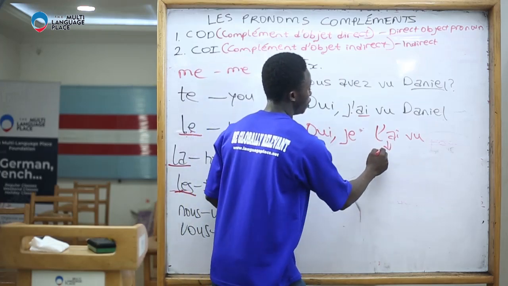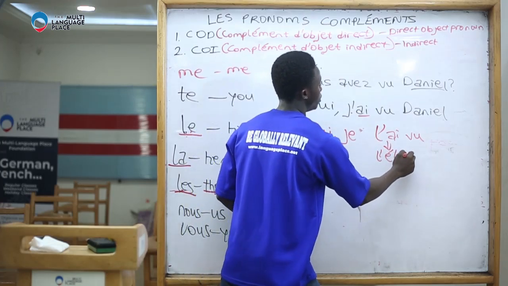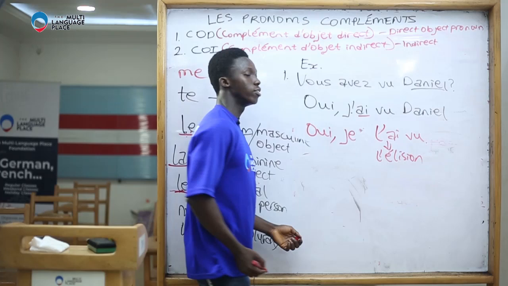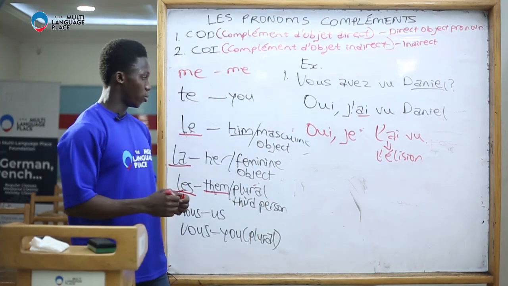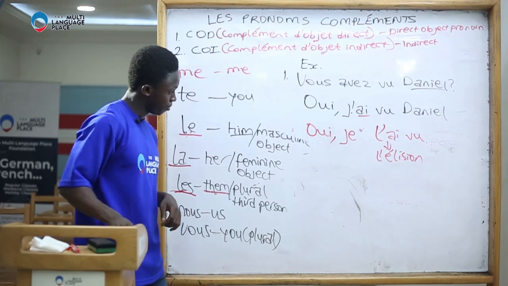Remember, l'élision. Oui, je l'ai vu. Vous avez vu Daniel? Oui, je l'ai vu. Let's see another sentence like this.